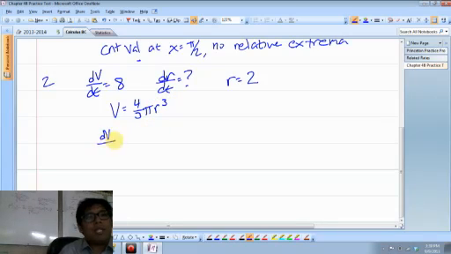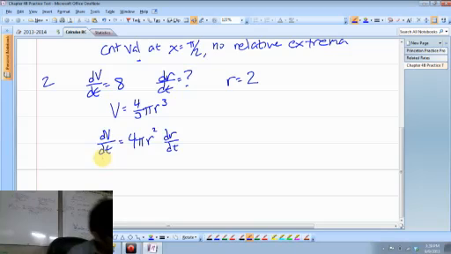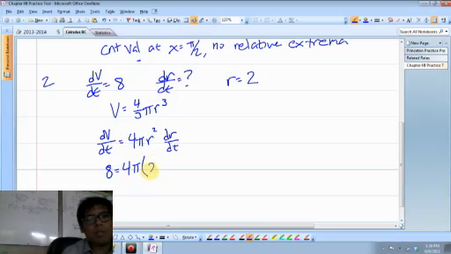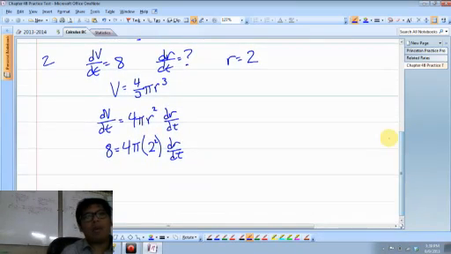That means dV/dt is 4 pi r squared dr/dt. You'll substitute: 8 equals 4 times pi times 2 squared dr/dt. 2 squared is 4, times 4 is 16. 8 over 16 pi is 1 over 2 pi.